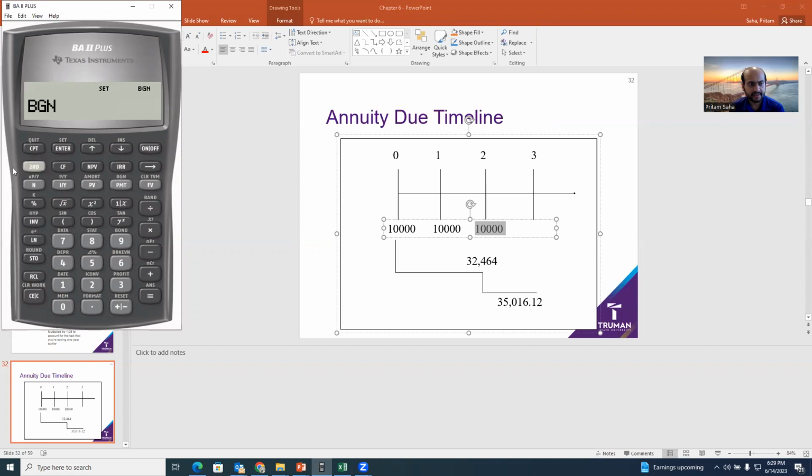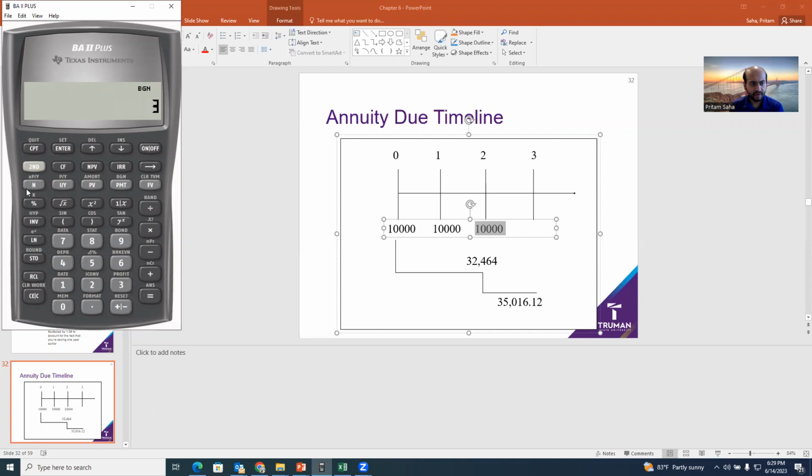Now change again. So end. When there is end, the financial calculator assumes this is the idle mode, and nothing is mentioned here. But when there is beginning, they will say so, okay? Now, nothing changed. Only change is the mode on the financial calculator.